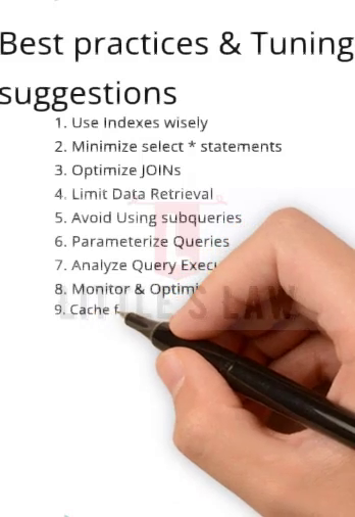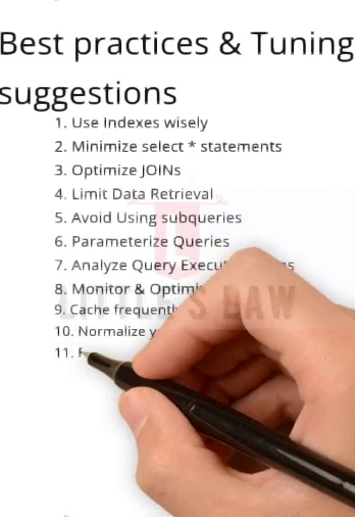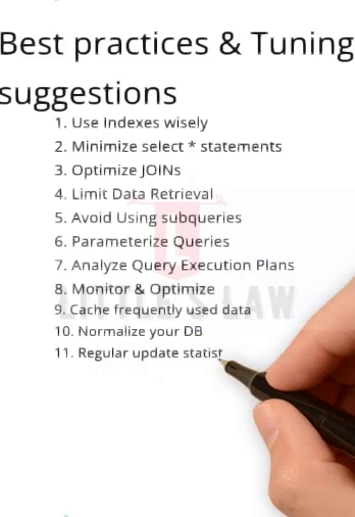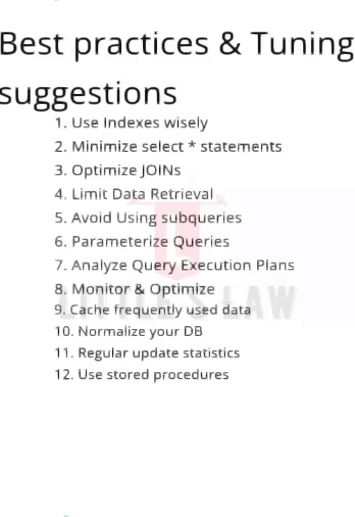And when it comes to the ninth tuning suggestion, caching frequently used data. We are considering implementing a caching mechanism to store the frequently accessed data in memory, so this can reduce the need to query the database repeatedly for the same data, improving the response time. So the cache, when it comes to databases, can improve the performance when querying the frequently used data.